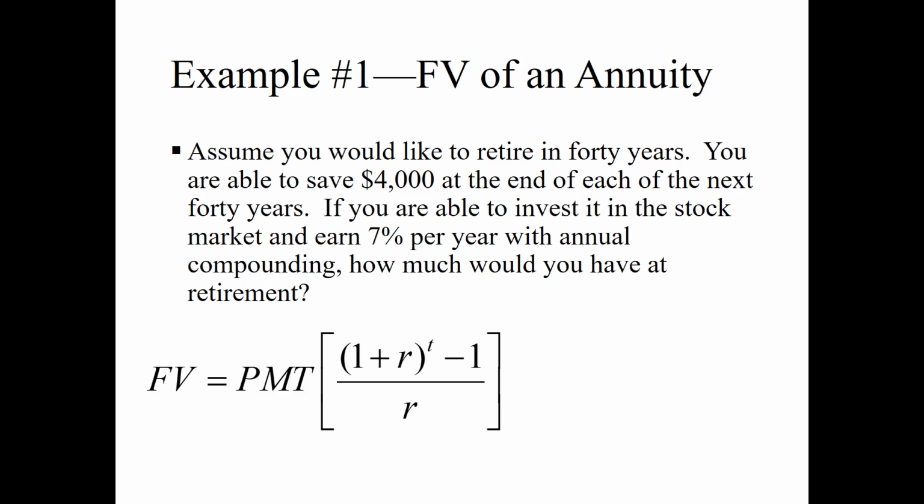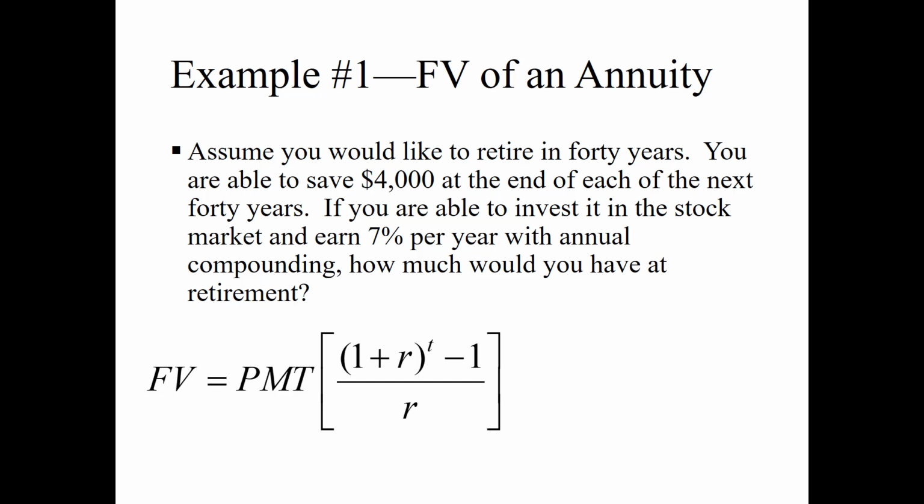And so here we see our first example. Assume you would like to retire in 40 years. You're able to save $4,000 at the end of each of the next 40 years. So first we have to figure out if we have an annuity. 40 years, that's less than infinity. The payments are all $4,000, so they're all equal, and all of the payments occur at the end of each of the years, so that's a regular interval.